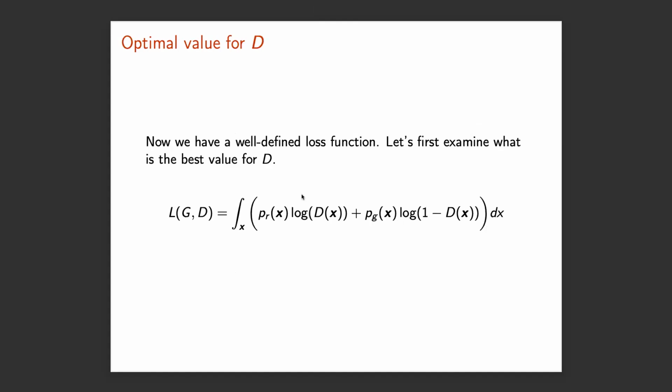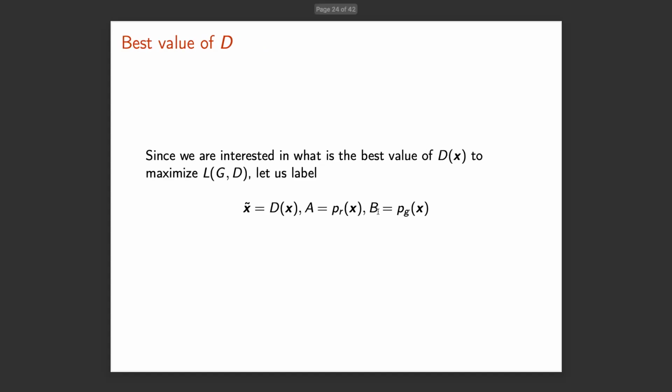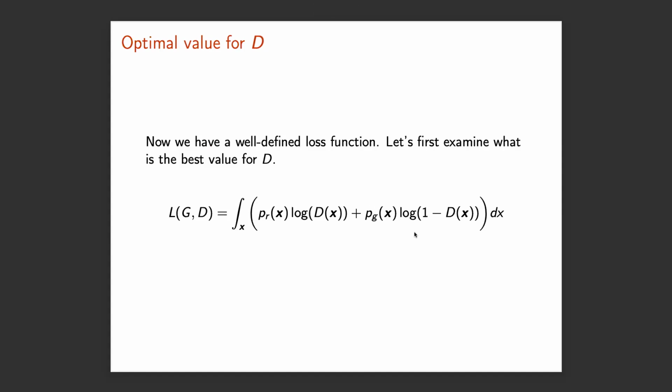So if you look at the loss function, which is in principle an integral over these two quantities, you have the P of R for the real data and the one which is made from the generator. You're trying to find a balance between these two quantities. Since you're only interested in what is the best value of D of x to maximize this, we can just look at the quantity inside here, because this equation is valid for all x's.